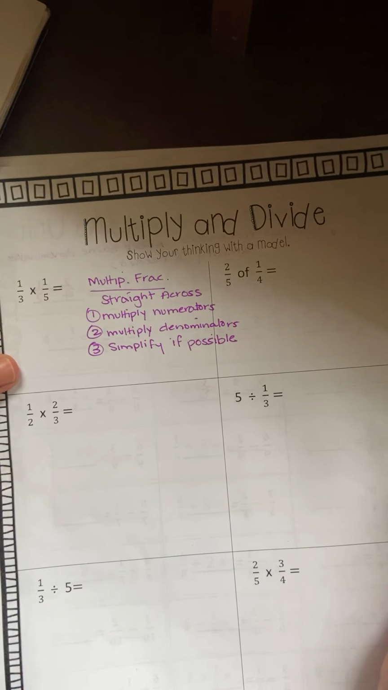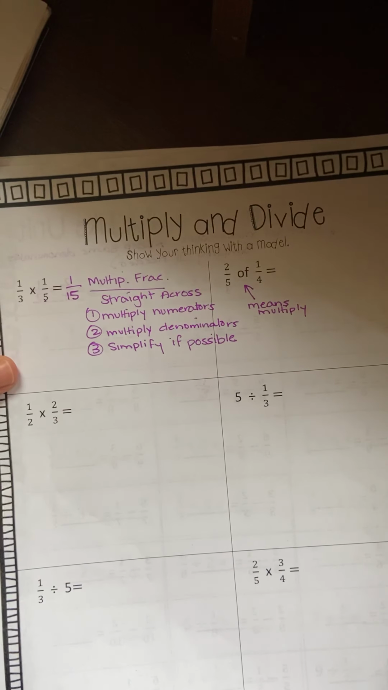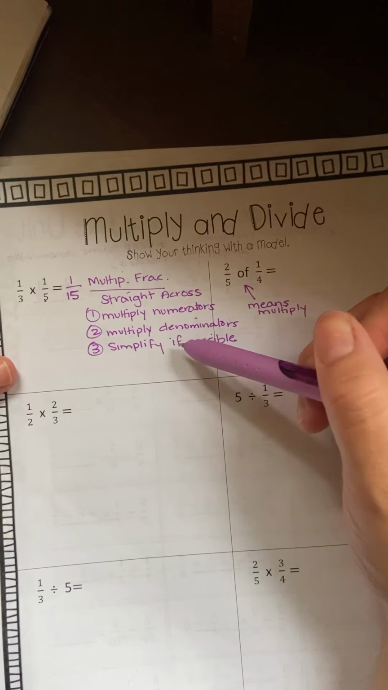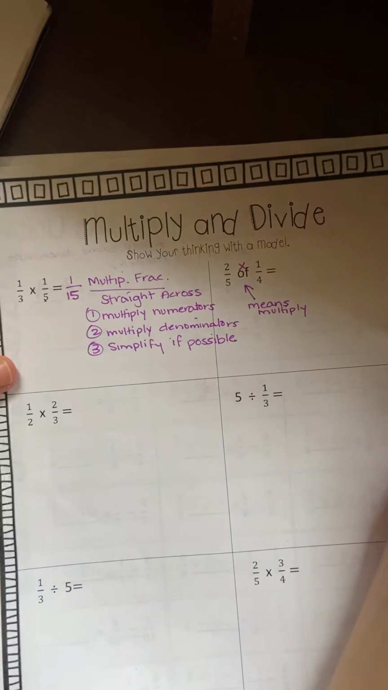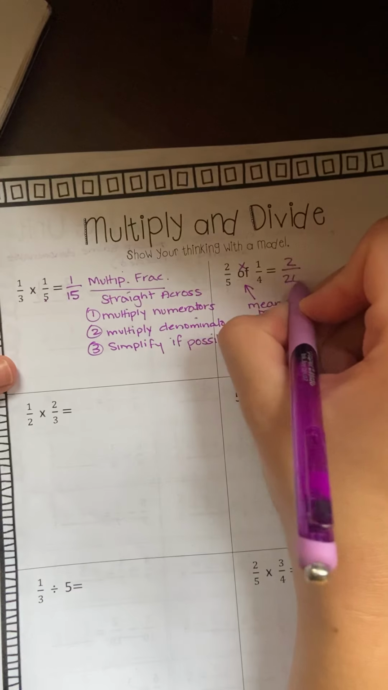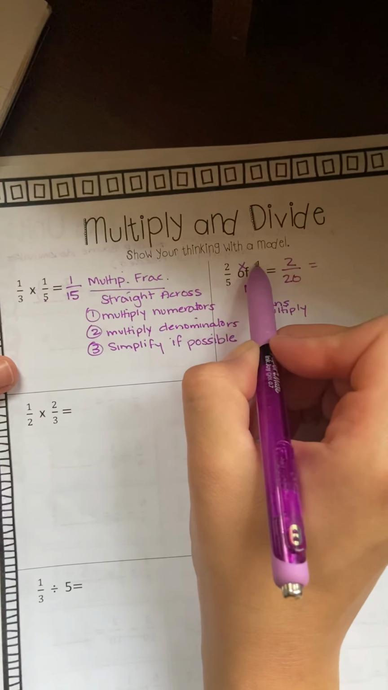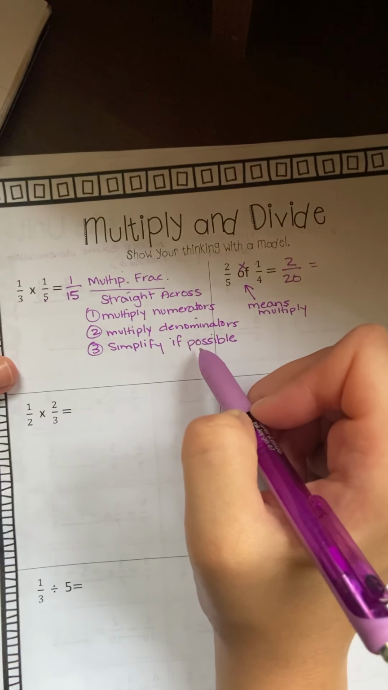Over here, I want to remind you that "of" means multiply. All right, so 2/5 of 1/4 is just another way to say 2/5 times 1/4. All right, so I'm going to follow these steps by multiplying straight across. 2 times, we can just put a little times here if you want. 2 times 1 is 2. 5 times 4 is 20, right? I multiplied numerators to get 2, multiplied denominators to get 20, and then I'm going to simplify if possible.